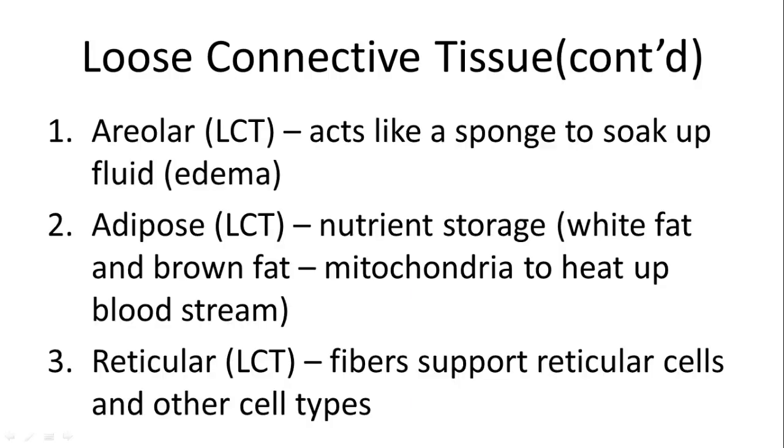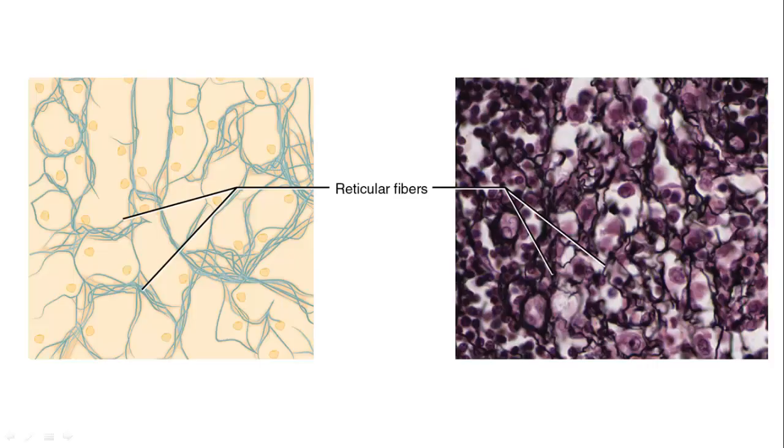And then our third is reticular, which has those reticular fibers within them. And here's a figure of that. Okay, so it kind of looks like barbed wire mixed through concrete sort of thing. All right, so those are our types of loose connective tissue.